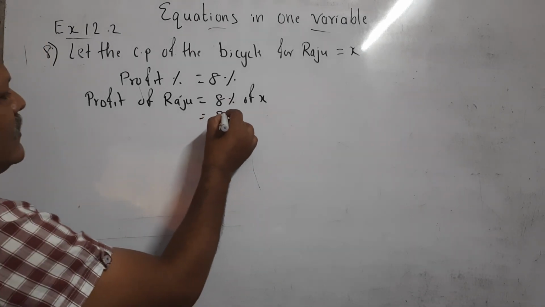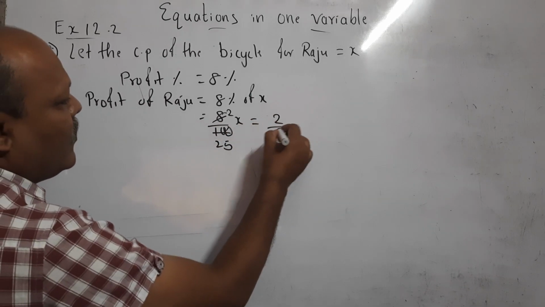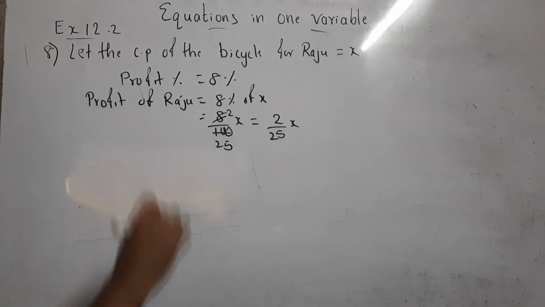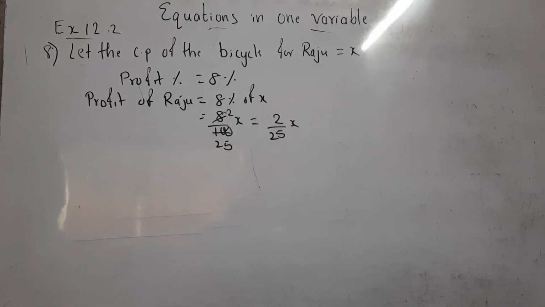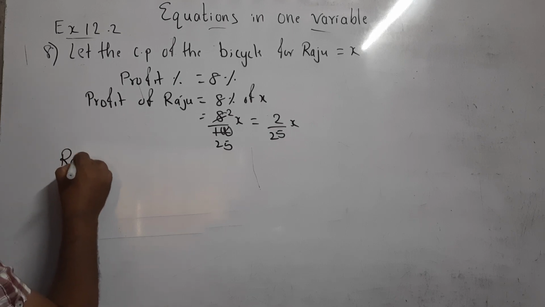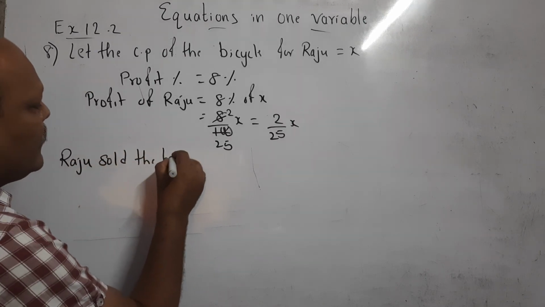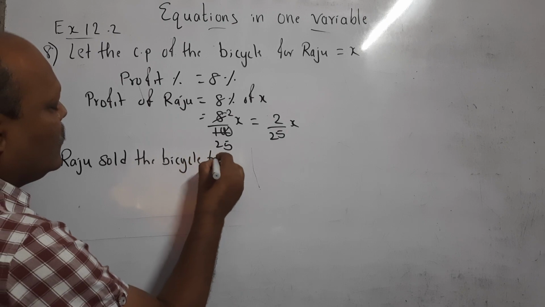Now we can cancel it by 4, 4 2s are 4, 25s are, that you will get 2 upon 25x. This is the profit amount of Raju. Now he sold it to, किसको बेचा राजू ने? अमित को बेचा. Raju sold the bicycle to Amit.